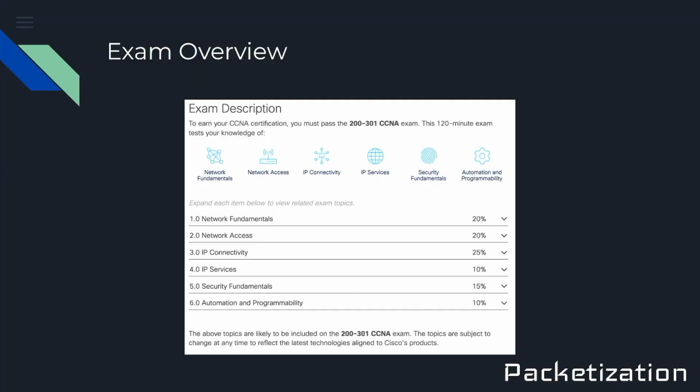The CCNA tests your knowledge and skills in network fundamentals, IP connectivity, security, and automation. Each area is assigned a value that represents a percentage of questions that you can expect to see. You have 2 hours to complete the test, and you'll receive questions in a variety of formats.